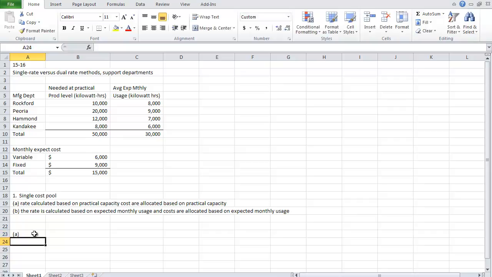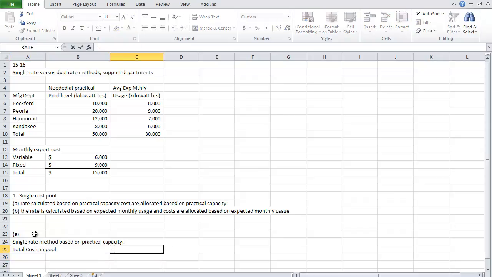And again, we're going to use the single rate method based on practical capacity. So the first thing we need to do is we take the total costs in the pool, which we know are 15,000.